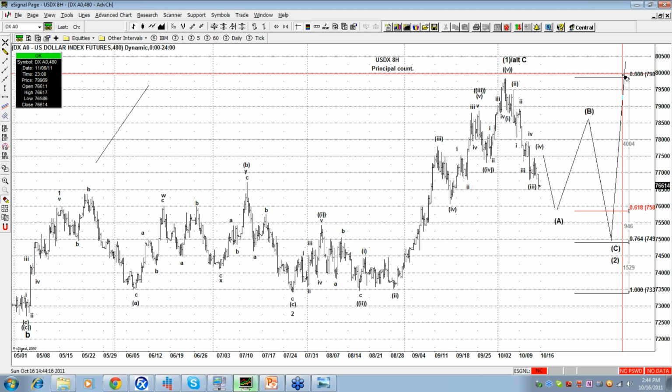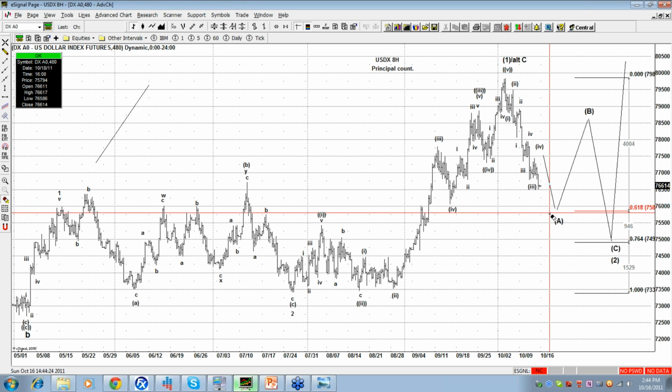So the only clear thing right now is that the 5 waves that started at the beginning of October are coming to the end, and a reaction in favor of the dollar is going to happen. Is everyone clear on that?